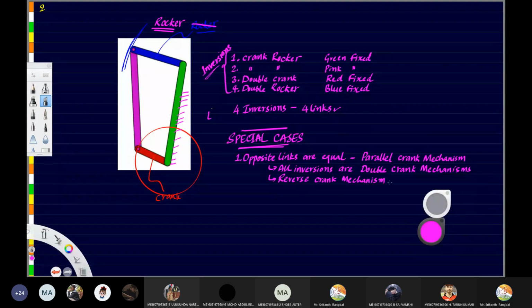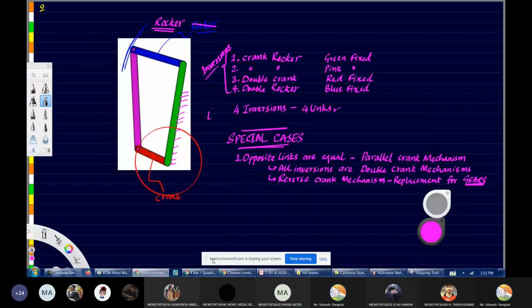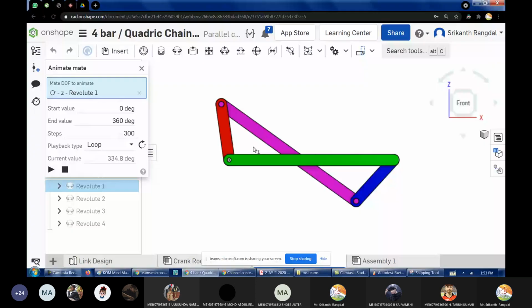So reverse crank mechanism, you can say it's a replacement for what? Gears. It can replace the gears, right? Yes, sir. Yes. So this will work effectively as a replacement for the gears. Okay.